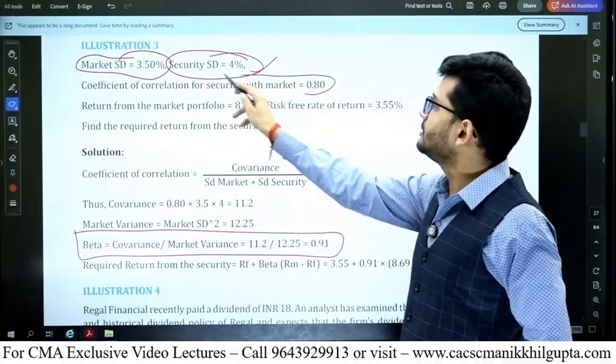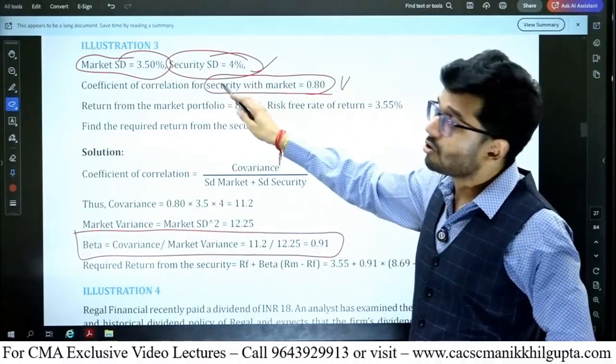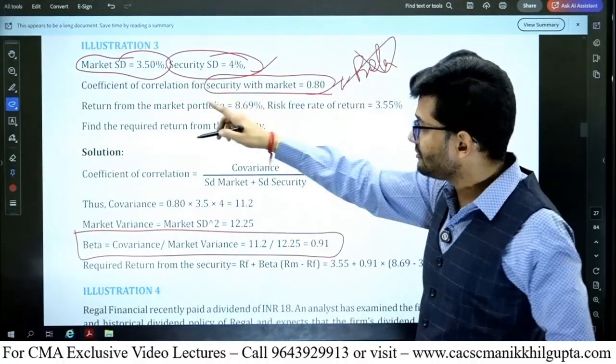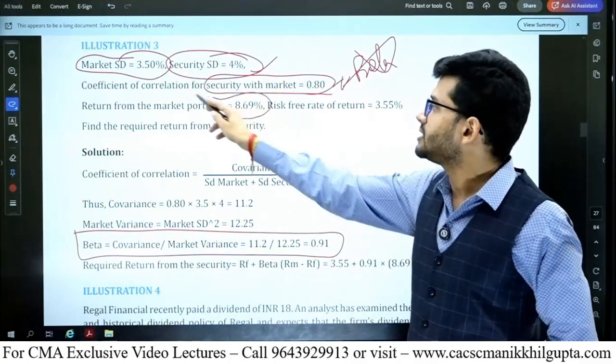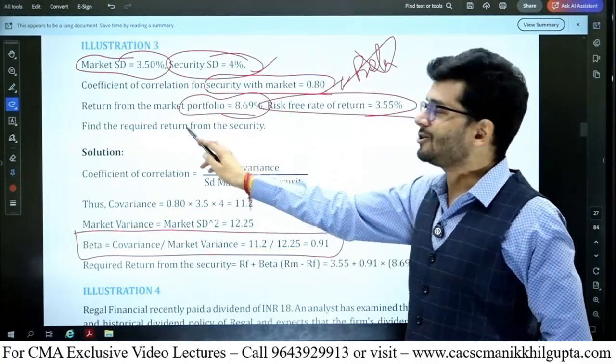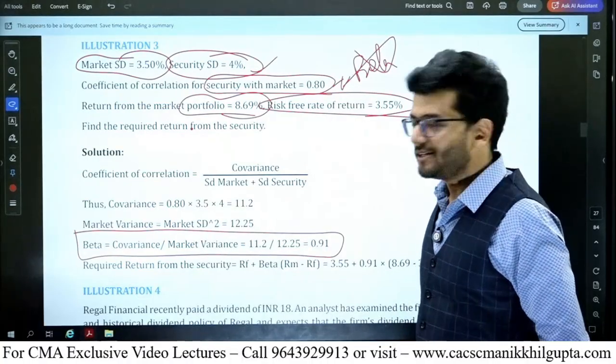Coefficient of correlation of security with market is 0.8. This is the coefficient of correlation. Many students mistake it for beta. This is not beta. This is the coefficient of correlation. Return from market portfolio is given to you, 8.69%. Risk-free rate of return is given to you. Only beta is missing. You are required to calculate the required rate of return.